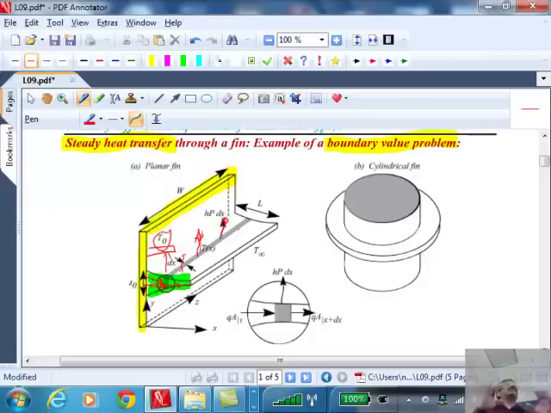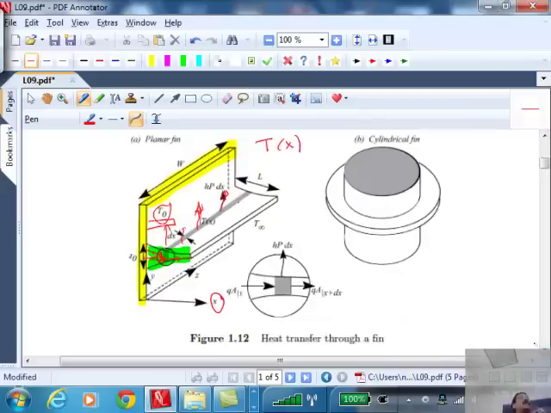So that is what our job is. Our job is to predict the temperature as a function of length, where length is measured from the base of the fin to the tip of the fin. Okay, so T, temperature, is the dependent variable, and x is the independent variable, the position variable. So this is a distributed steady state model. We are going to end up with a distributed steady state model.